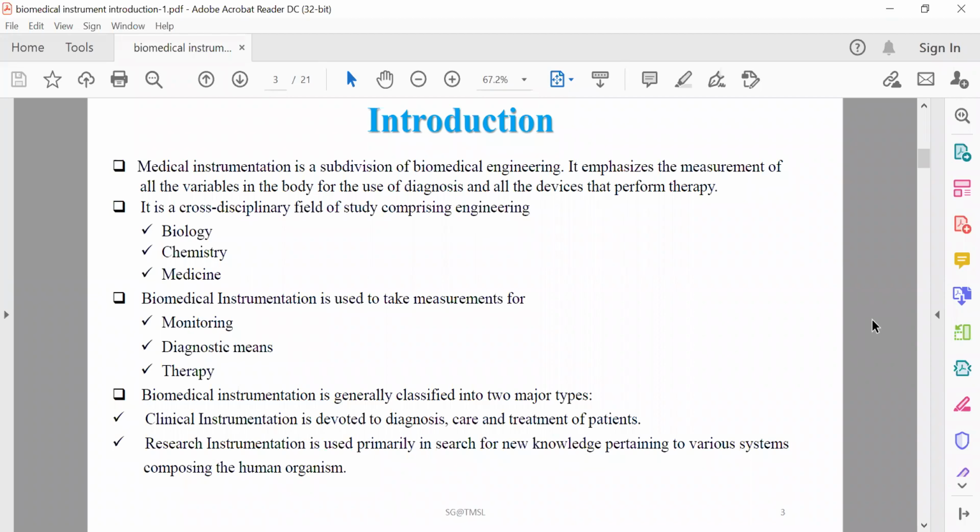Research instrumentation is used for acquiring new knowledge pertaining to the various systems that compose the human organism, although some instruments can be used in both areas. Clinical instruments are more rugged and easier to use. The main thrust is to obtain a limited set of reliable measurements from a large group of patients, and to provide the doctor with enough information to permit him to make clinical decisions.